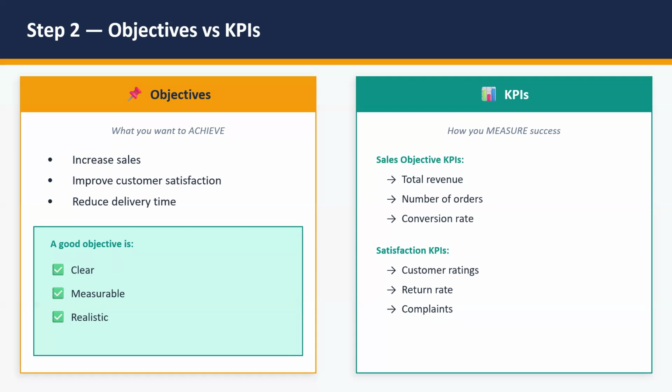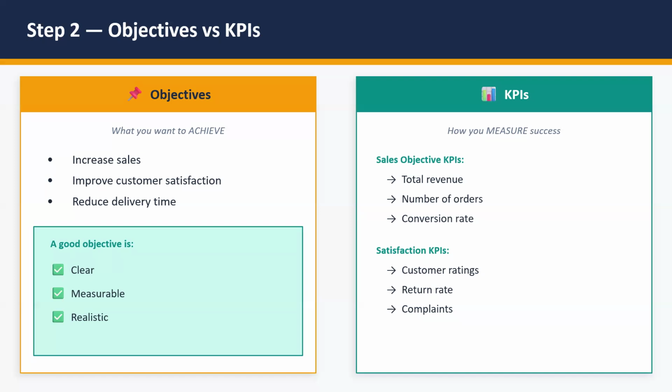And then when you look at the KPIs, that's how you measure success. For sales: total revenue, number of orders, conversion rate. For customer satisfaction: customer ratings, return rate, complaints. Your KPI, your key performance indicator, is the number where you try to see if you are reaching your objective. Think of it as your progress tracker.